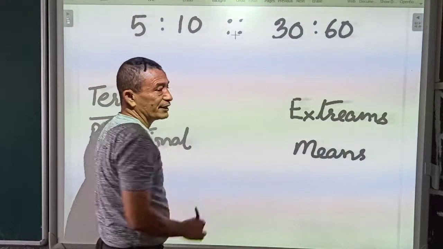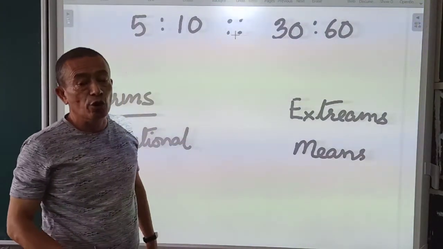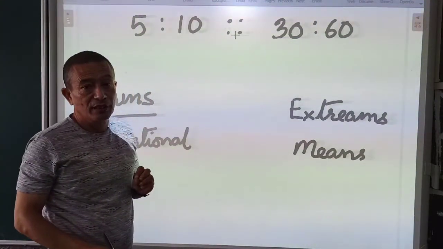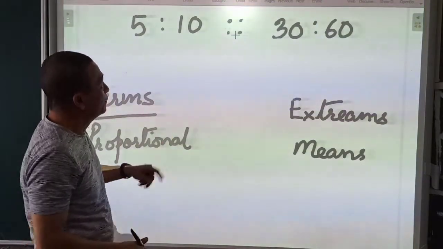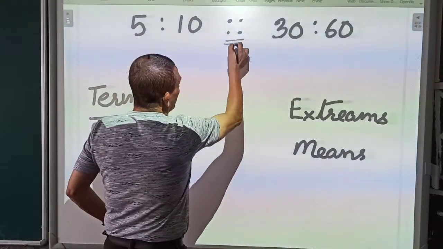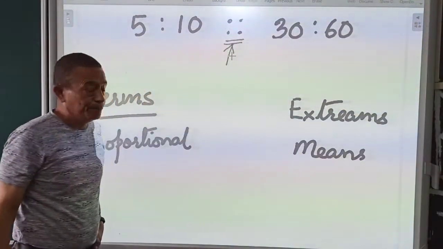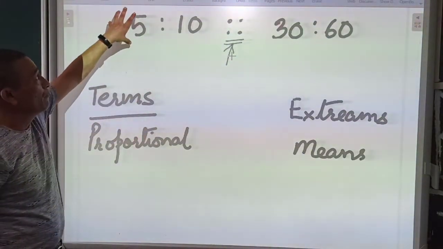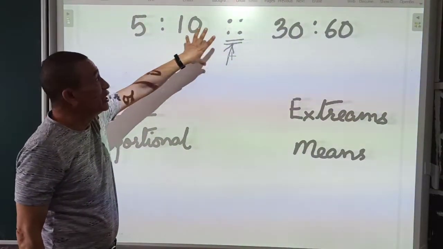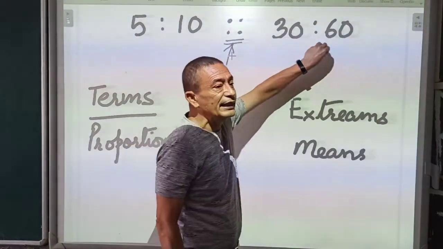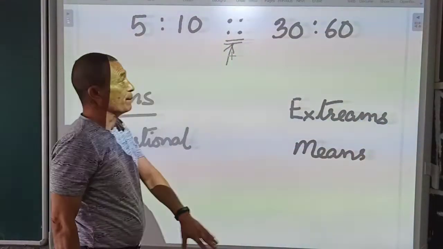4 dots, just like you have on your Ludo dice. Imagine the same thing. So this is the symbol that we have for proportion. Now I read it as 5:10 is proportional to 30:60.